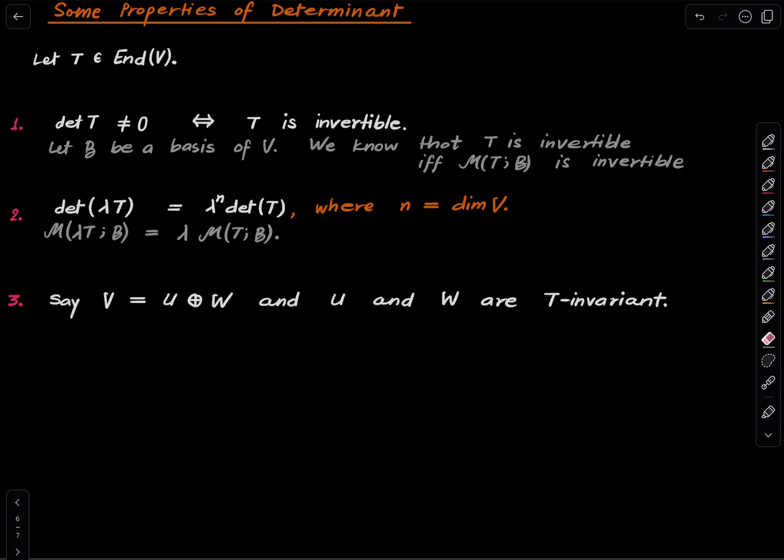Okay, lastly, suppose our vector space V can be decomposed in this fashion, where U and W are T-invariant subspaces. Then the determinant of T is the product of the determinant of T restricted to U times the determinant of T restricted to W. Okay? Why is this? Well, choose a basis.